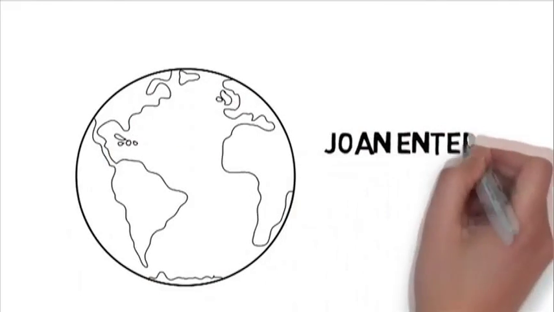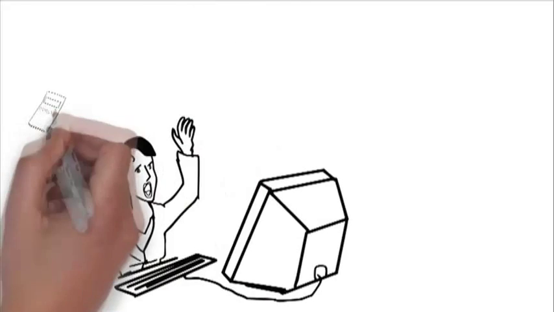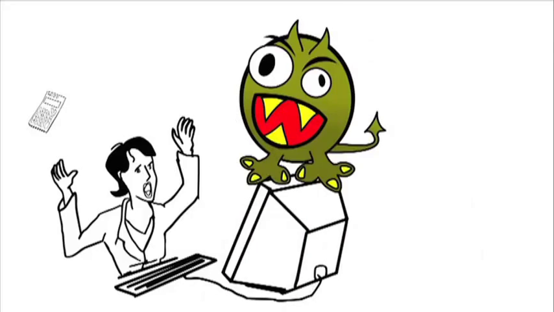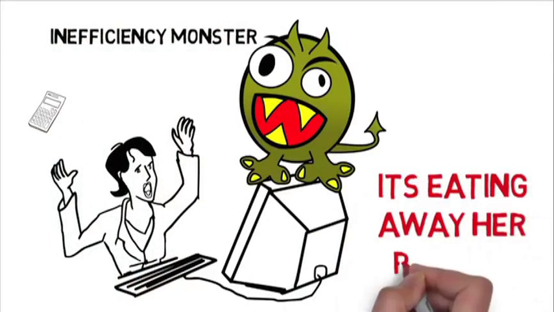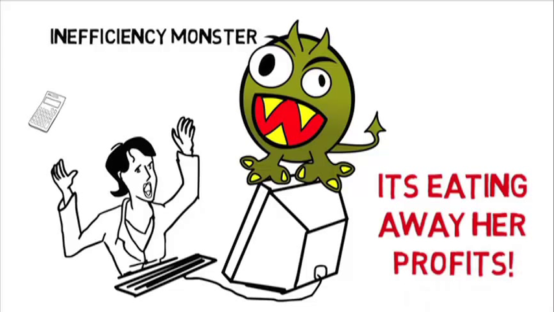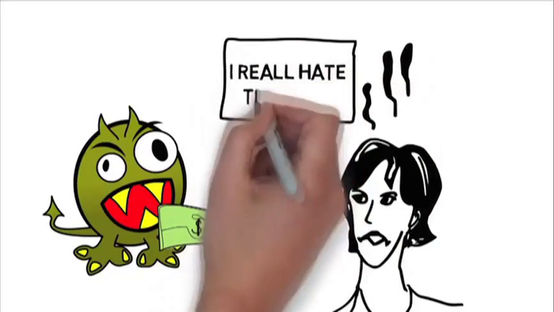And then Joan decided to enter the real world, and there she discovered inefficiency. This inefficiency monster also chews up capacity, and the capacity of Joan's staff had already been reduced by 20% through uncontrollables. And now inefficiencies were chewing up the rest, resulting in Joan's bookkeeping staff only completing half the work Joan had calculated. Joan was very upset as inefficiencies had now eaten away the profits she was counting on.